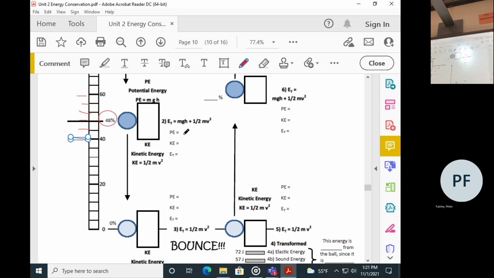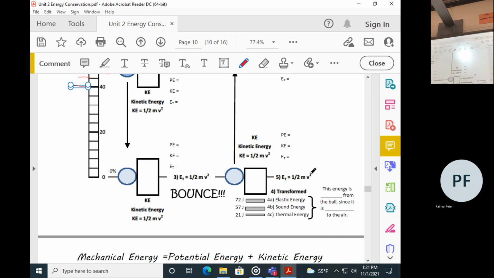I'm hoping that you've already filled in this little phrase down here. We actually did that last class. What happened to that energy? Yes, it was transferred out of the ball. Was it created? Was it destroyed? No and no. But the ball lost it, huh? In what forms did the ball lose it? Well, it says right here, doesn't it? Elastic, sound, and thermal energy.